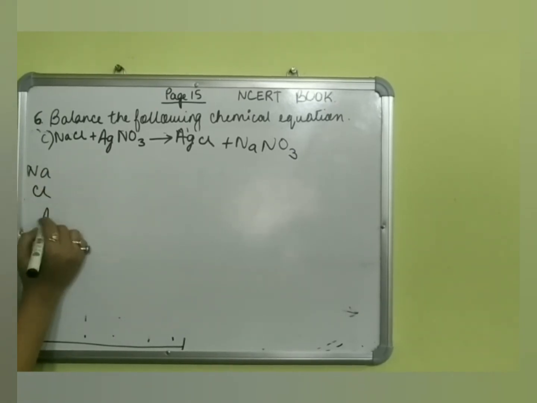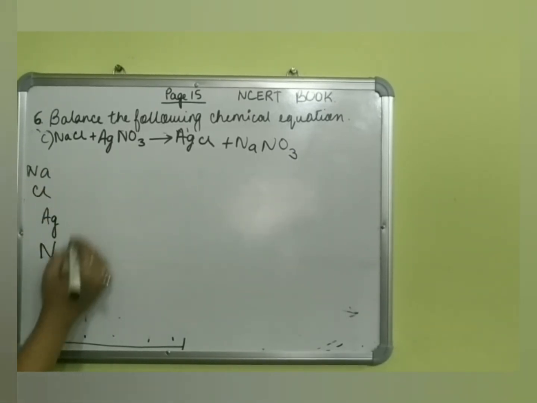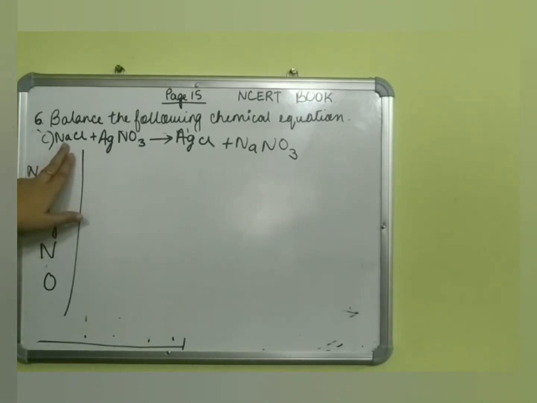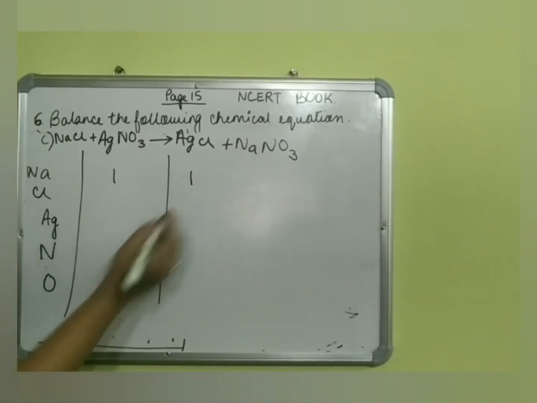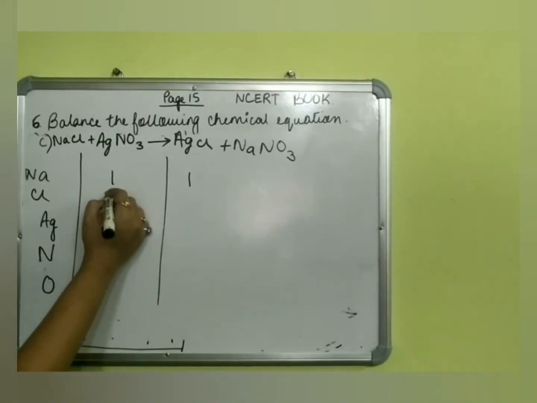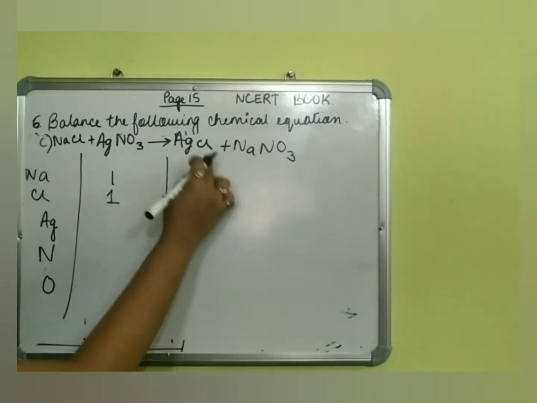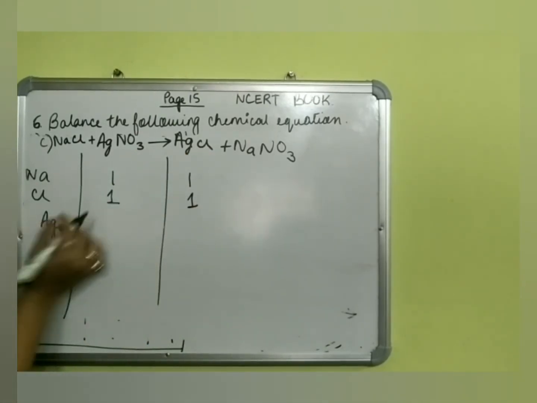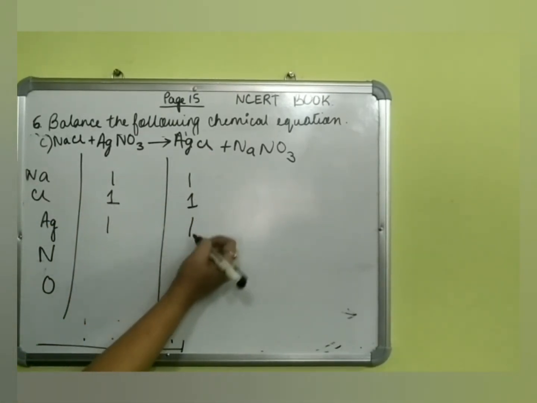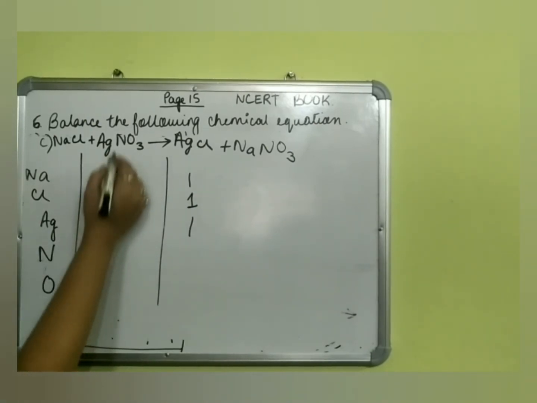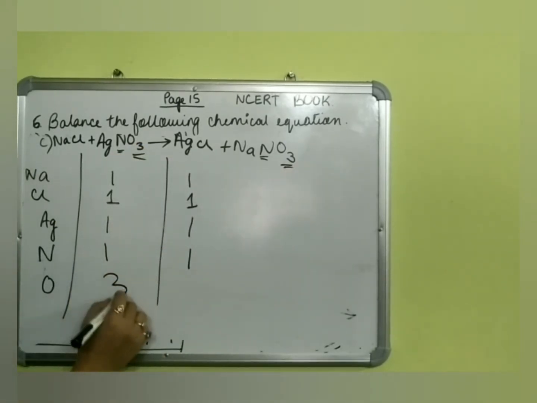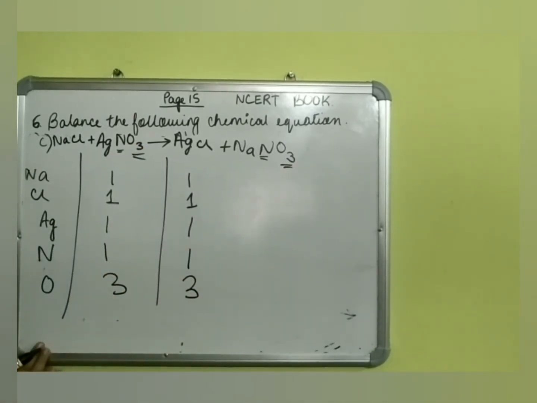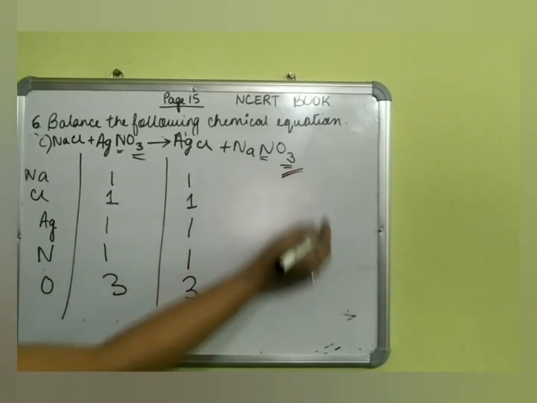Now again I will count the number of atoms. For NaCl, we have one Na atom, that is one sodium atom, and in the product side I have one sodium atom. For chlorine I have one chlorine atom in the reactant side and one in the product side. For silver, Ag means silver, I have one and one in the product side. For nitrogen I have one on both sides, and for oxygen we have 3 on both sides, reactant and product. So from this you can say that this is already a balanced equation.